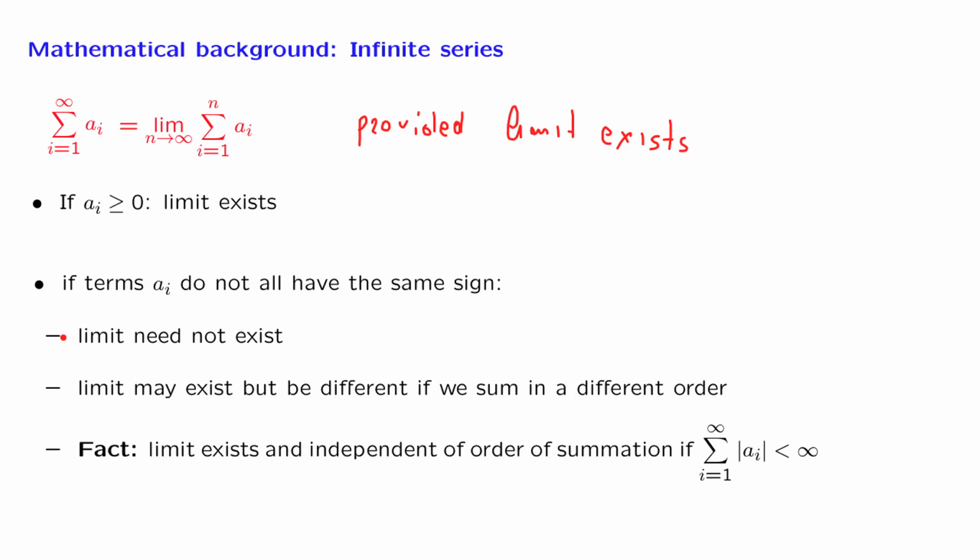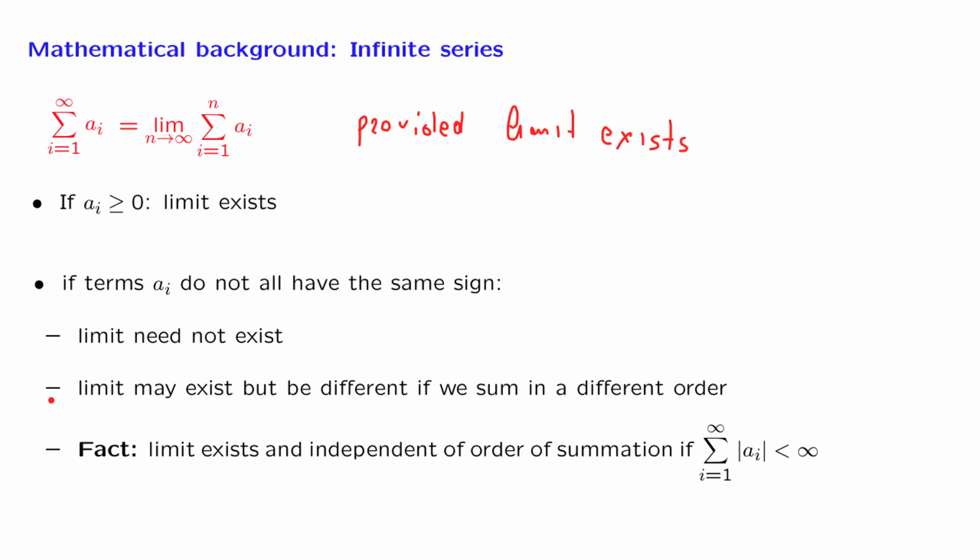A more interesting and complicated case is the following. It's possible that this limit exists. However, if we rearrange the terms in the sequence, we might get a different limit. When can we avoid those complicated situations?